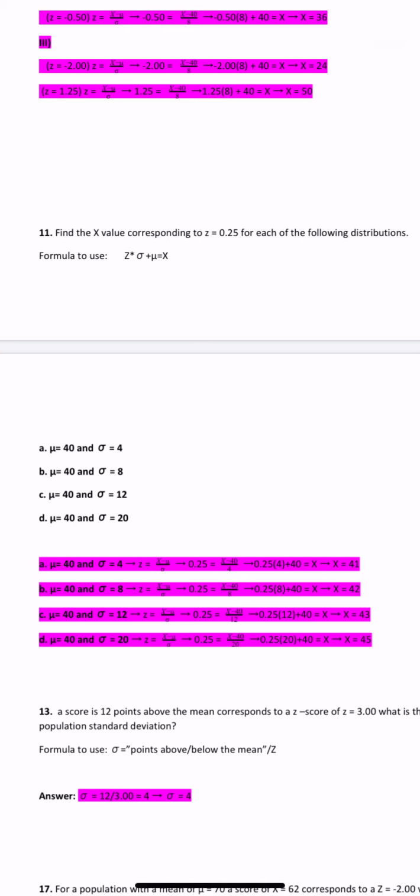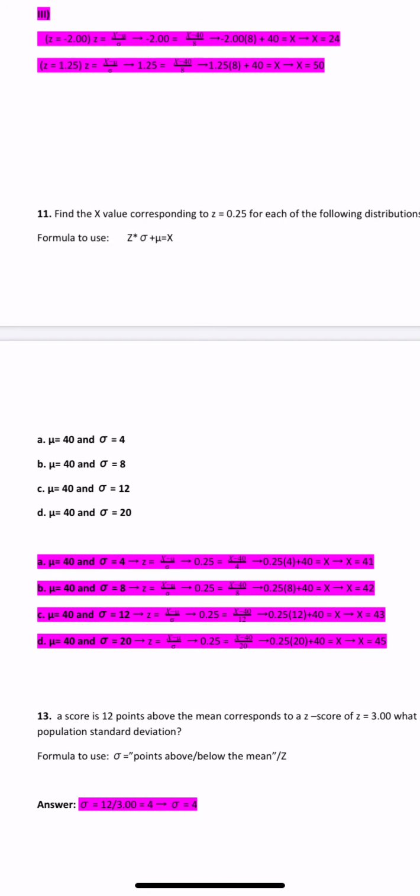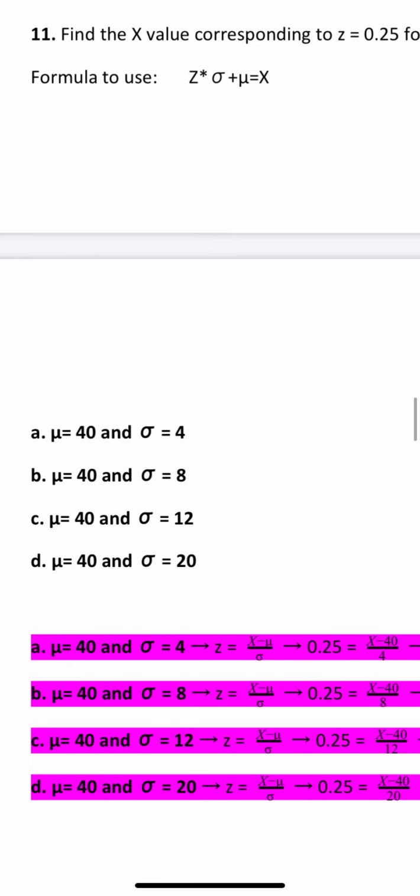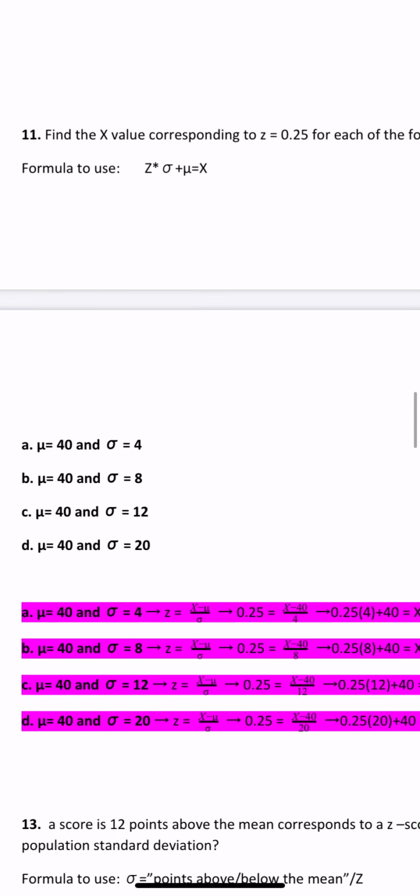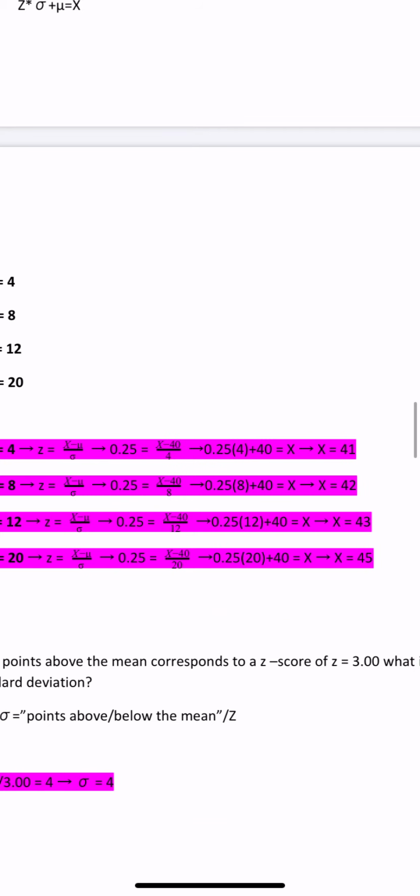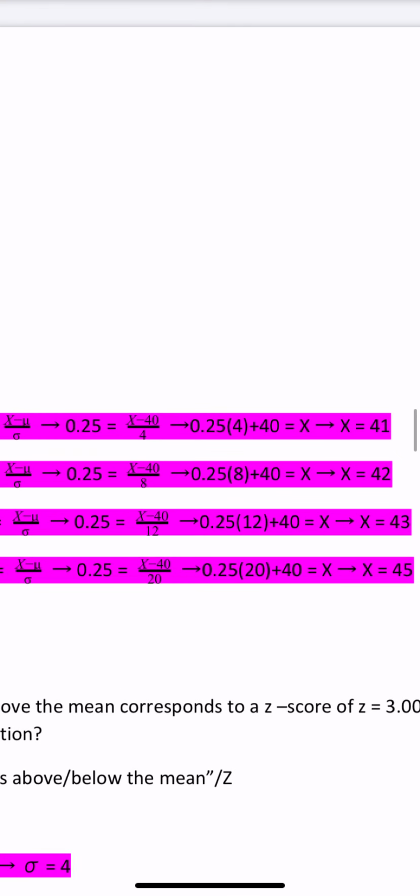Find the x value corresponding to z equals 0.25 for each of the following distributions. So the formula to use here again is z times standard deviation plus mu equals x. And you are just going to use the mu's and the standard deviations that are given, plug them in, and you do the same formula.